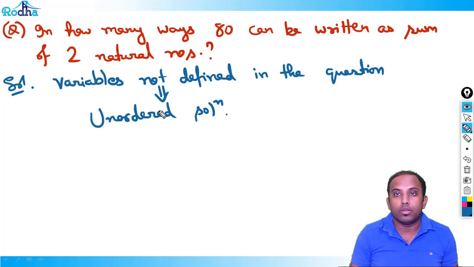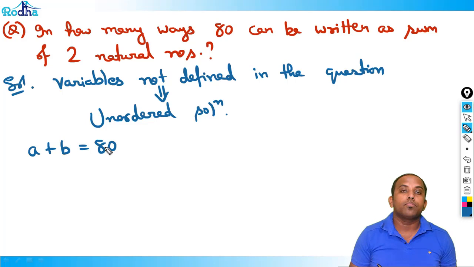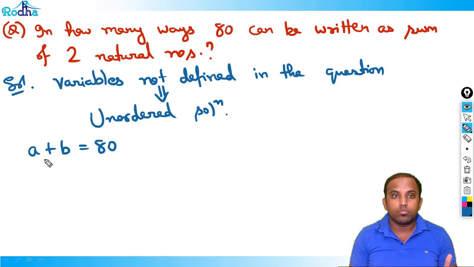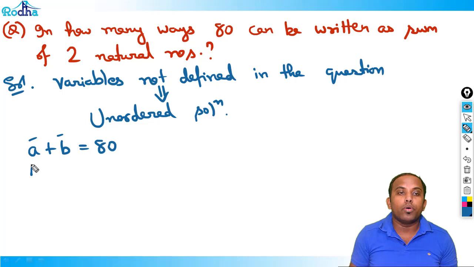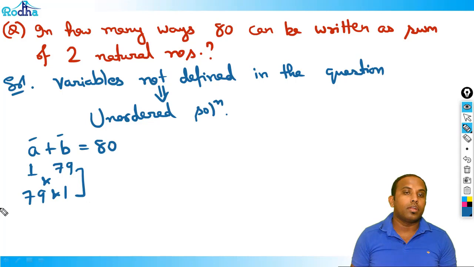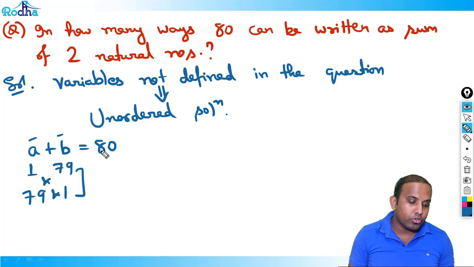So I'll write, let's say a plus b is equal to 80. In how many ways can I write a plus b for 80? Here a and b are my assumed variables. So I can't differentiate between 1 and 79 and 79 and 1, both are the same way for me right now. So I have to find the unordered solutions for this.